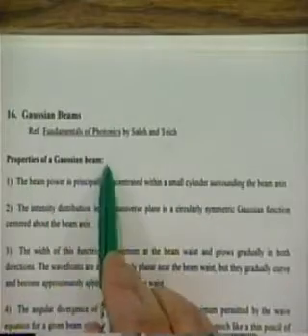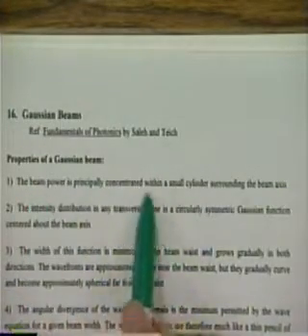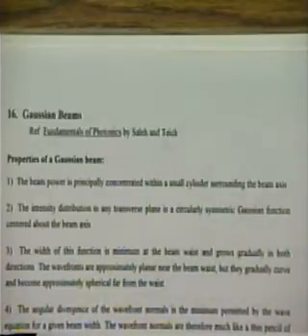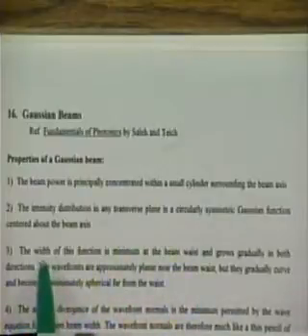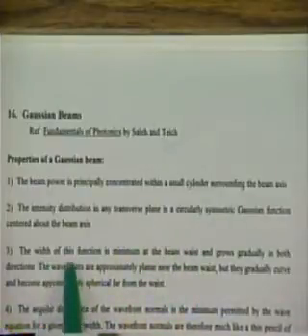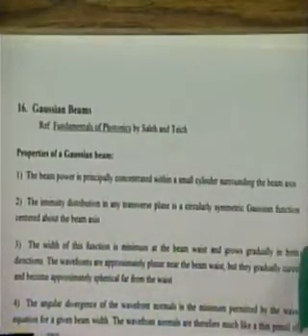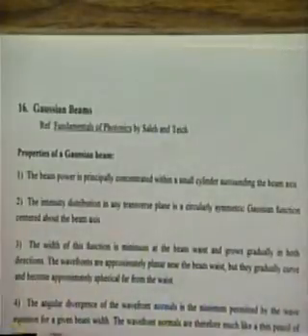So let's go here. The properties of a Gaussian beam. The first is that the beam power is concentrated within a small cylinder surrounding the beam axis, and as we go through the math, we're going to see the size of the cylinder and how it changes as we propagate along. The intensity distribution in any transverse plane is a Gaussian function centered about the beam axis. We're going to see that the width of this function is a minimum at the beam waist, and it grows in both directions away from the beam waist, and we'll have formulas that tell us how it grows.